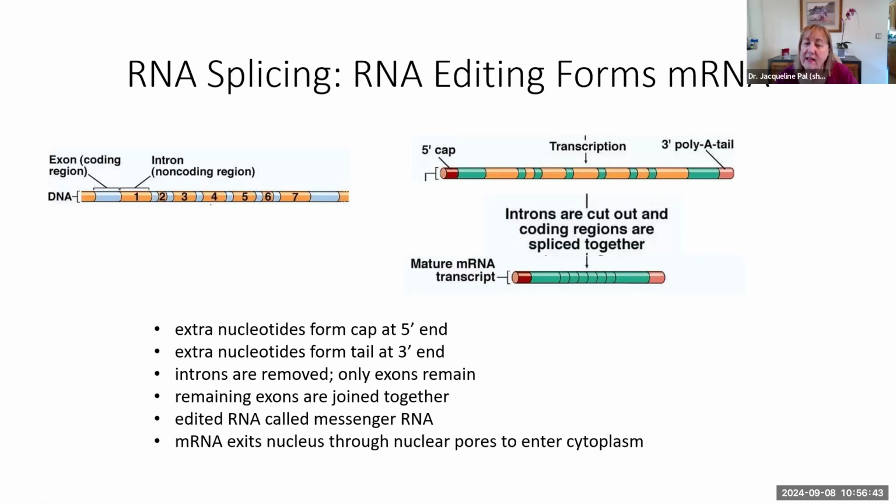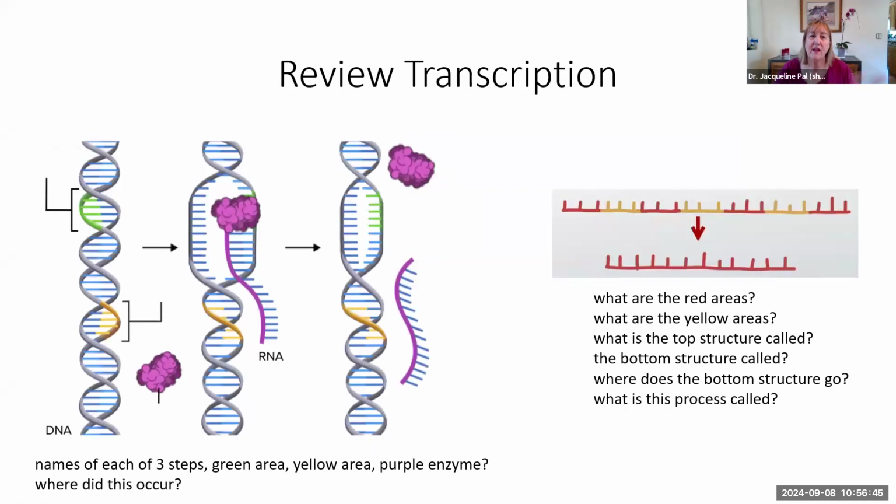Okay. And it exits. Okay, so with this, I would like you to review this process of transcription. On the left, name all the steps and name these areas and name this purple enzyme and where this occurred, and then go over to the right side and I put about 6 different questions there for you.